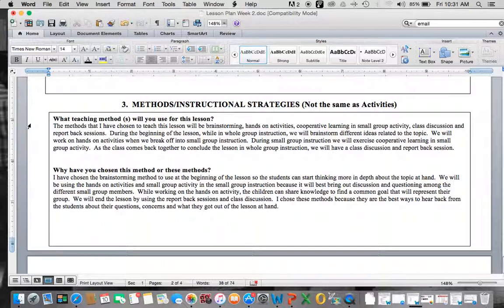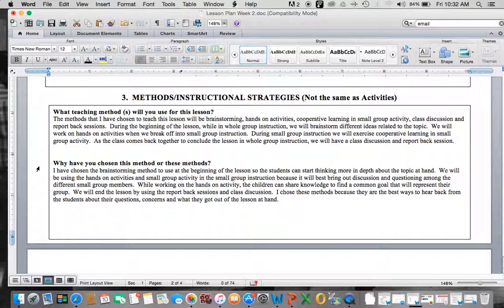During the beginning of the lesson, while in whole group instruction, we will brainstorm different ideas related to the topic. We will work on hands-on activities when we break off into small group instruction. During small group instruction, we will exercise cooperative learning and small group activity. As the class comes back together to conclude the lesson in whole group instruction, we will have a class discussion and report back session.